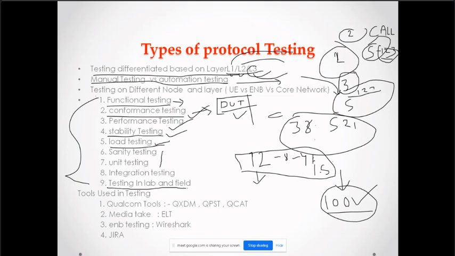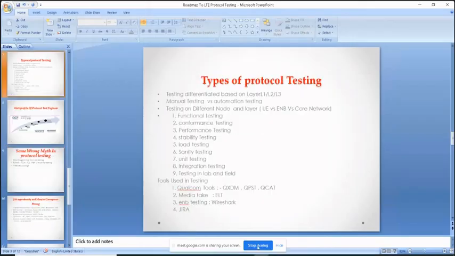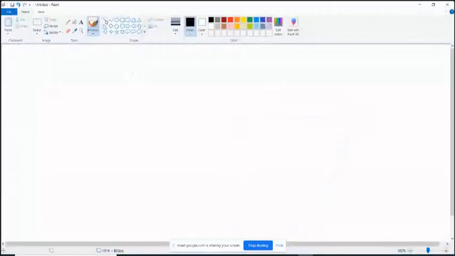Just this one: what is testing in lab and field? That is again an important thing. This is basically how we choose the testing environment. We can do testing either in lab or in field. So just take the example first for lab.